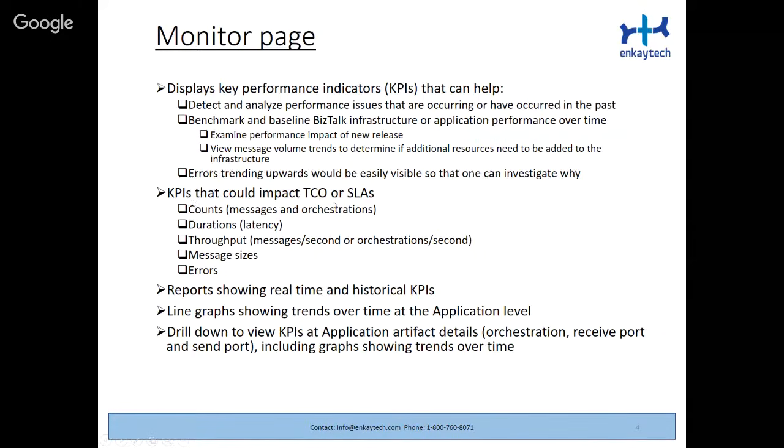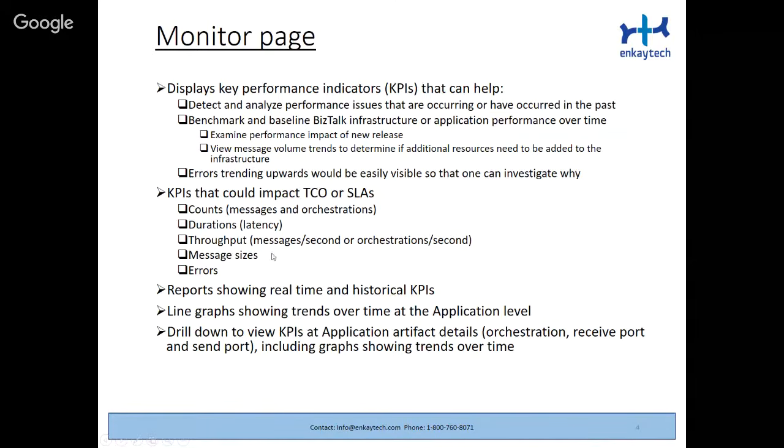So some of the KPIs that we collect and display in the monitor page that could impact total cost of ownership or service level agreements are counts of messages and counts of orchestrations. We show you how many orchestrations were completed, how many messages were sent or received. And then we also show you latency, for example, how long it's taking to complete a particular integration. So for example, if you're sending a message over to an external web service, how long it's taking for that round trip to complete. We also show you throughput, messages completed per second or orchestrations completed per second.